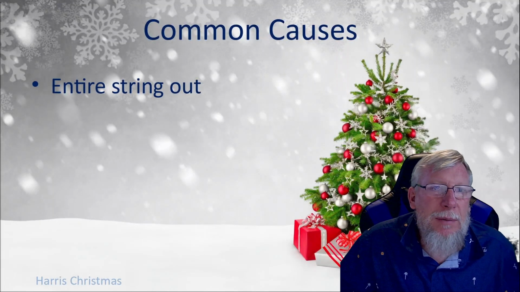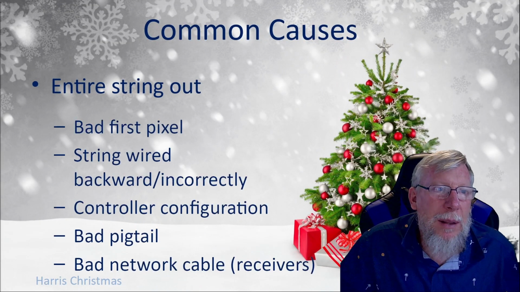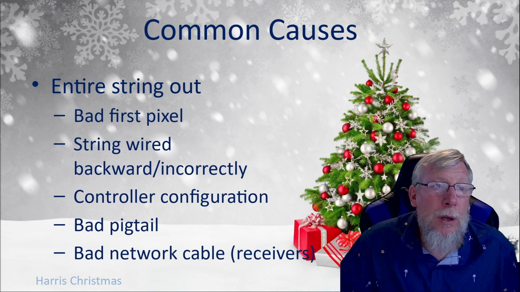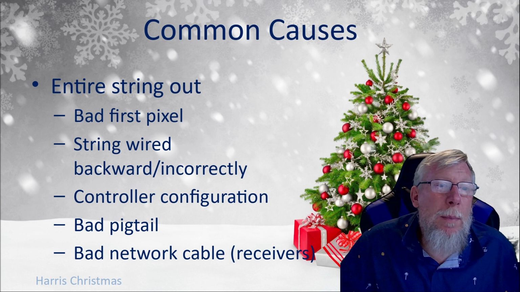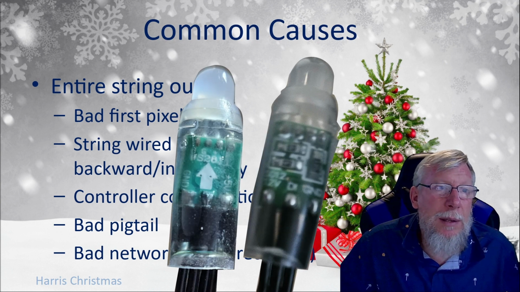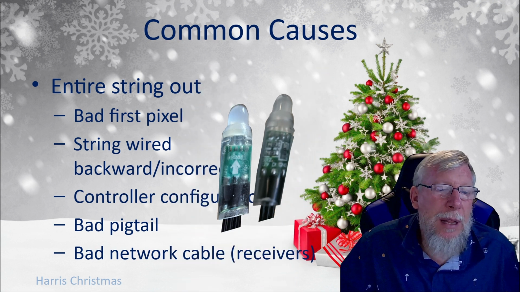So common cause of entire string out. Well, that one is a lot of things. It could be the first pixel could be bad. More commonly we see is the string wired backward or incorrectly. We've had a lot of people come in and not realize that pixels are directional, and they have to be wired to the correct side. There's a data in and a data out, and that has to be done.